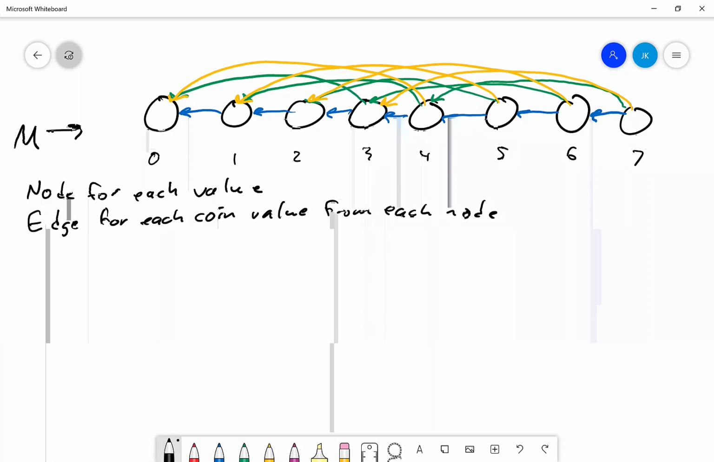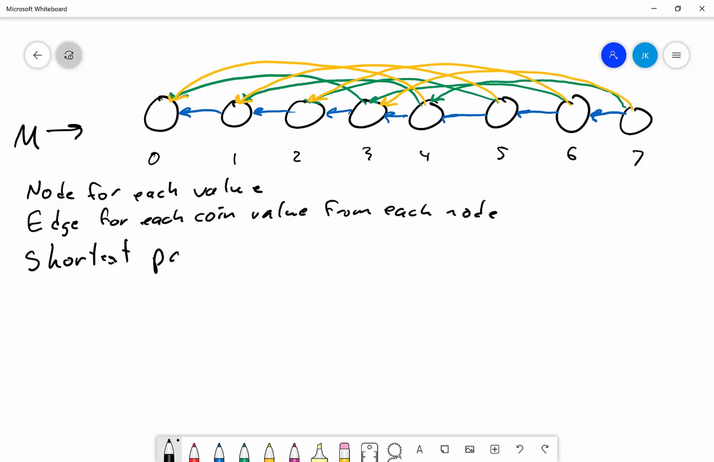And then what you're left with is you want the shortest path. And notice it's an unweighted graph. So how do we get shortest path on an unweighted graph? BFS, yep. So you just perform BFS.